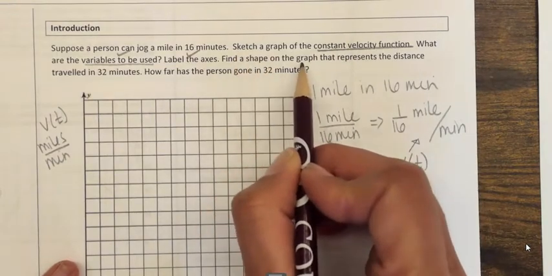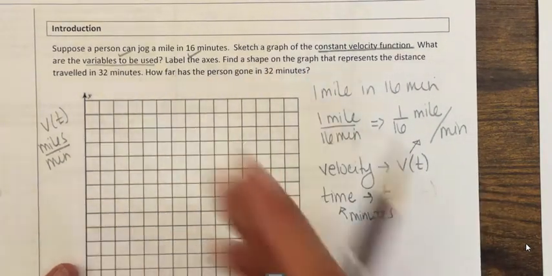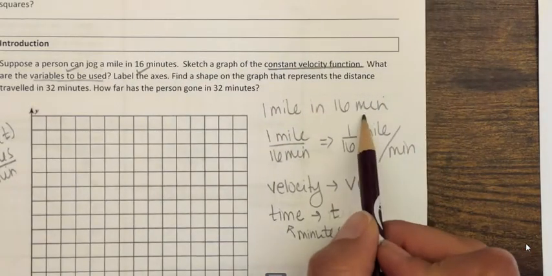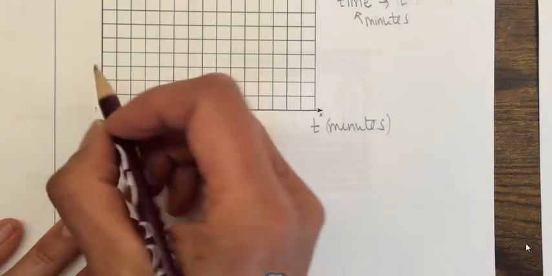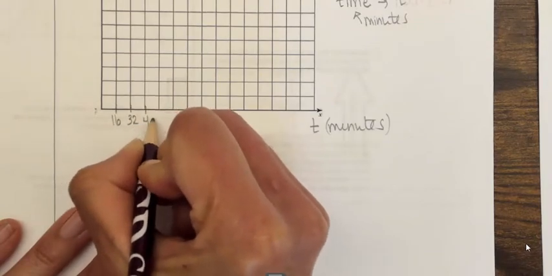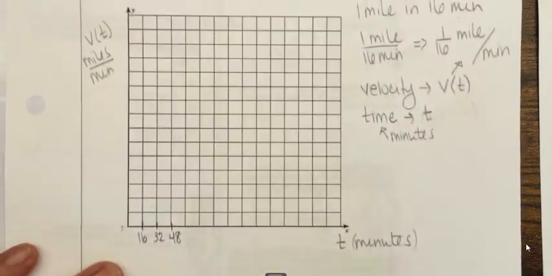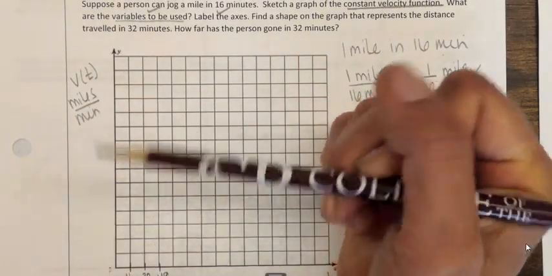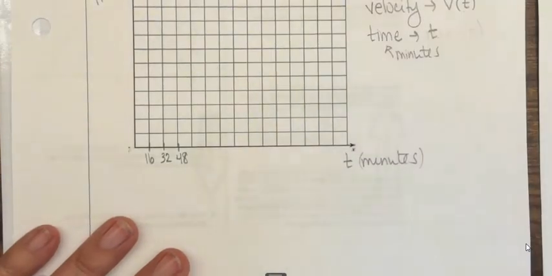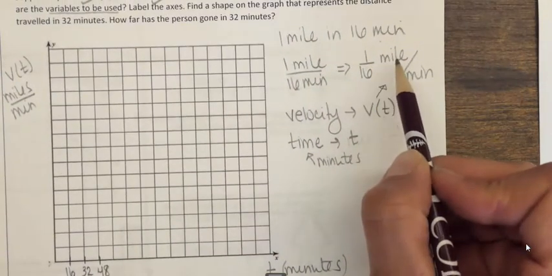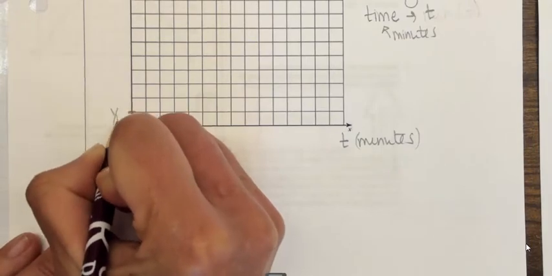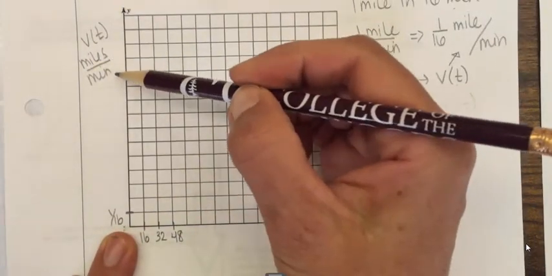So now we're going to find a shape on the graph that represents the distance traveled in 32 minutes. Along my time axis, since everything's happening in 16-minute intervals, I'm going to do 16-minute intervals: 16 minutes, then 32 minutes, then 48 minutes, and so on. Our vertical axis is velocity, miles per minute. Let's say they're doing a constant 1/16 of a mile per minute. This isn't the best graph, but I'll put that right here.